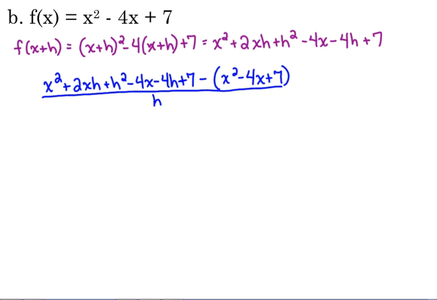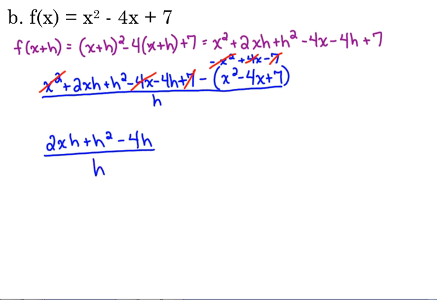Just to save myself some time and space in writing, I'm going to distribute that negative right here so that I don't have to rewrite everything. So we have negative x squared plus 4h, or excuse me, plus 4x minus 7. So let's see here. We can cancel the x squares. We can cancel the 4x's. We can cancel the 7's. So what are we left with? 2xh plus h squared minus 4h. That's it.